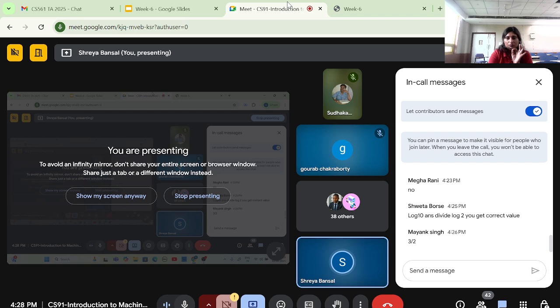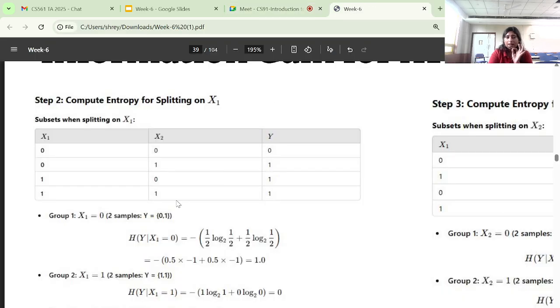Am I able to explain this? Listen again. I have calculated the entropy of y, which is the whole information of y. But now, let's say I have chosen x1. If I choose x1, there will be splits, based on the classes. If I choose x1 equal to 0, what will be the entropy of y? If I choose x1 equal to 1, what will be the entropy of y? So we calculate the entropy of y given x1 equal to 0 and x1 equal to 1. There are two calculations here.